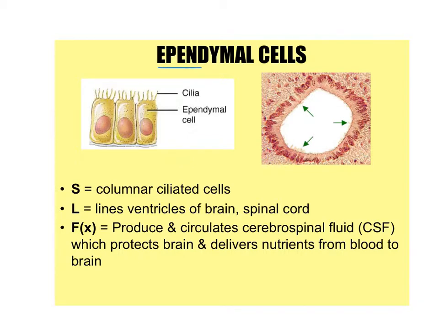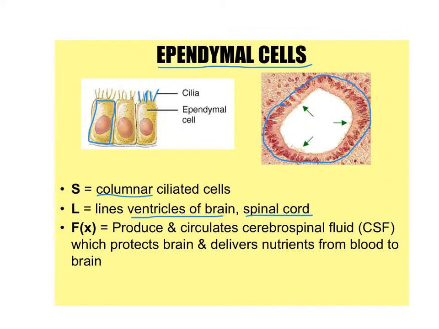Ependymal cells, very important. So you can see these guys are simple because it's just a single row. They're not stacked upon each other. They're columnar in shape. You can see kind of like a column. They're also ciliated. They have these little cilia, almost like hair-like structures on the inside. Now these guys line the ventricles of the brain and the spinal cord.